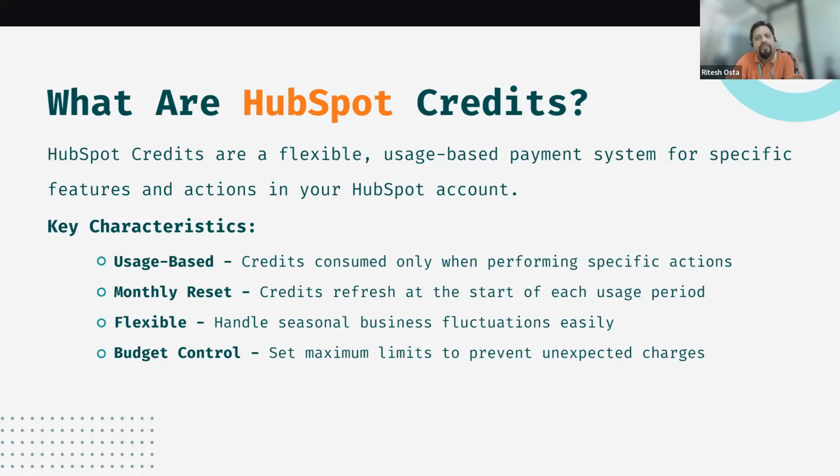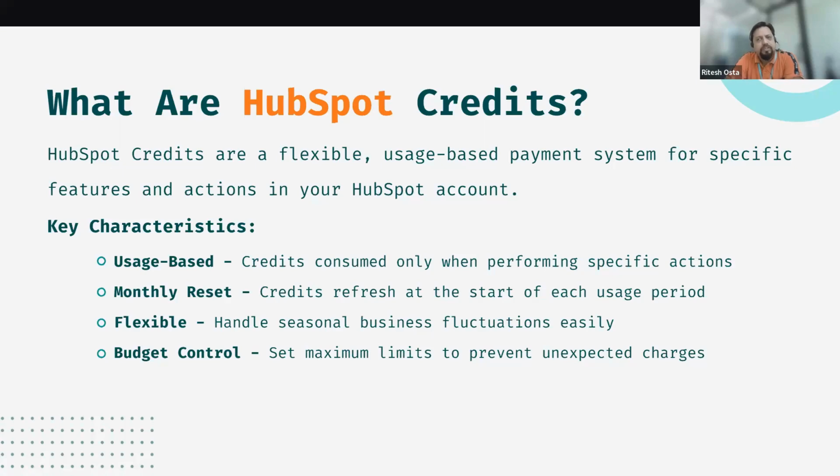Okay, so credit as a whole is a usage-based payment system for specific features and actions within the HubSpot account. Okay, so that means it is usage-based. That means the credit will only be consumed when performing a specific action. It is monthly reset. That means, if you buy 1,000 credits, you have to use those credits within that particular month, and it will basically reset in the next month if you are going to take that particular package.